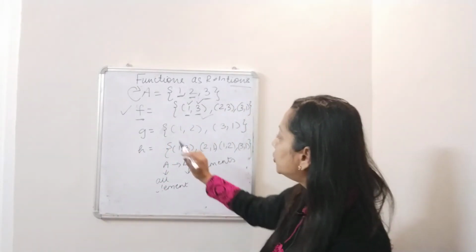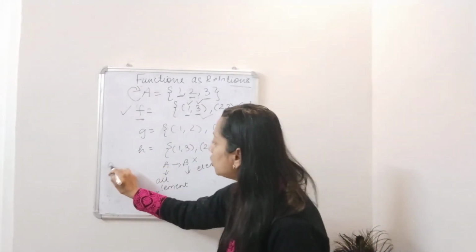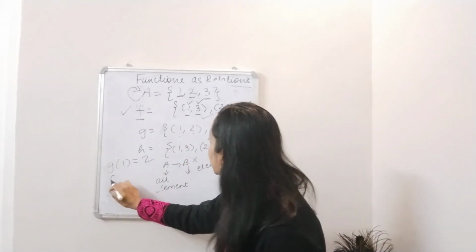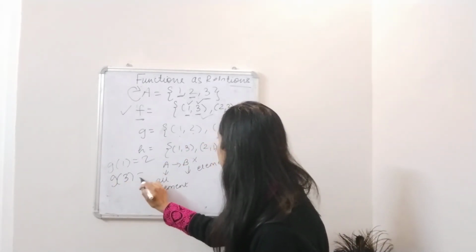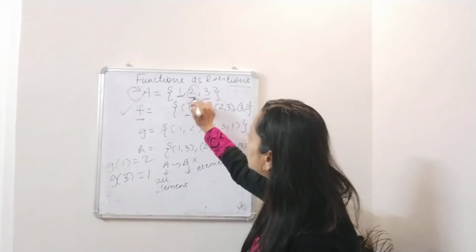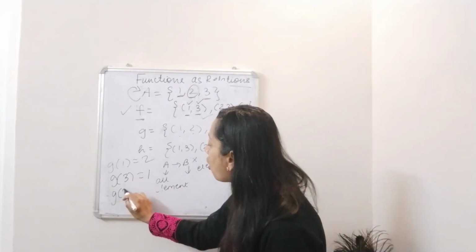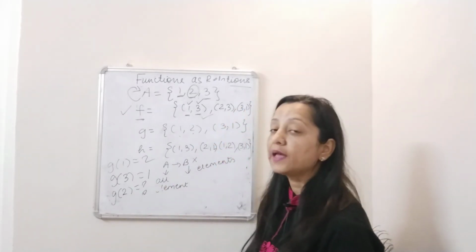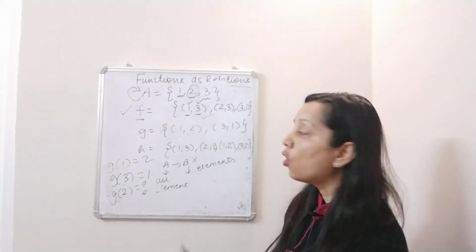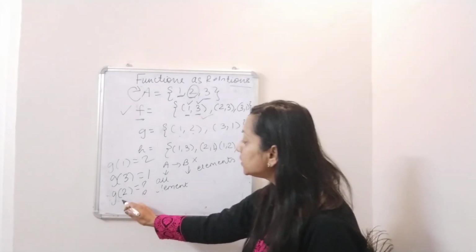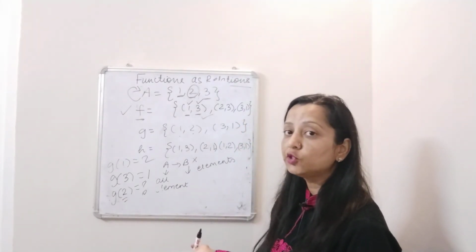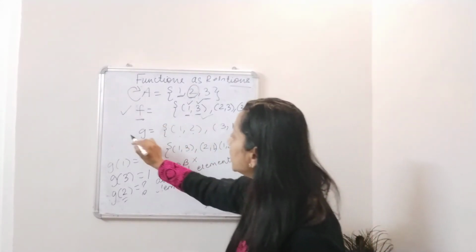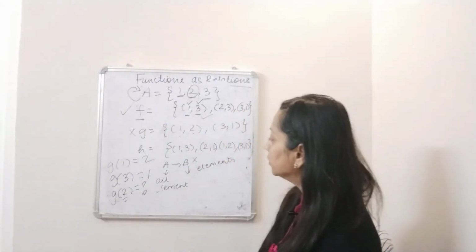Let's look at function g. g of 1 has been assigned a value 2. Okay. Then g of 3 has been assigned a value 1. But where is g of 2? I said all the elements of set A must appear as the first element in the ordered pair. But 2 is not there. 2 is not assigned any image over here. This cannot happen in case of a function. So g is not a function.